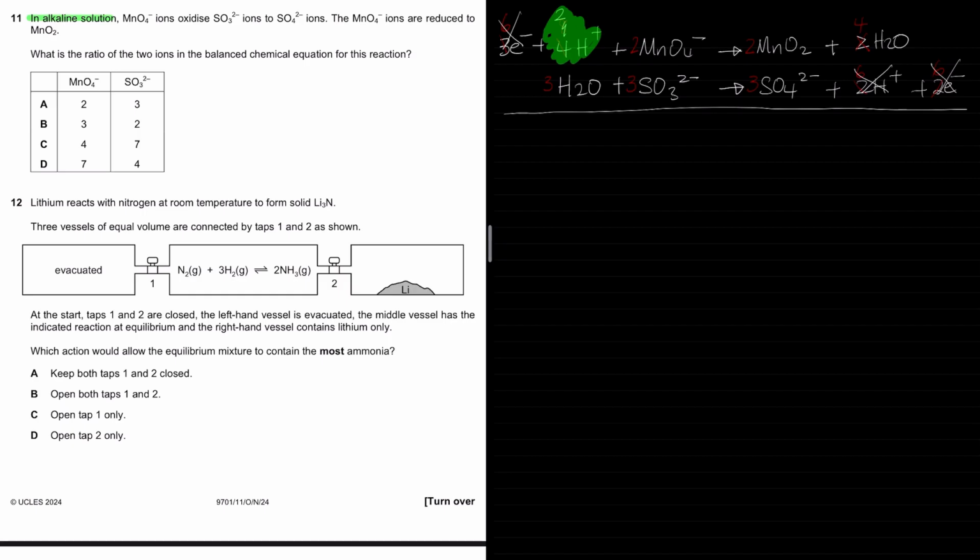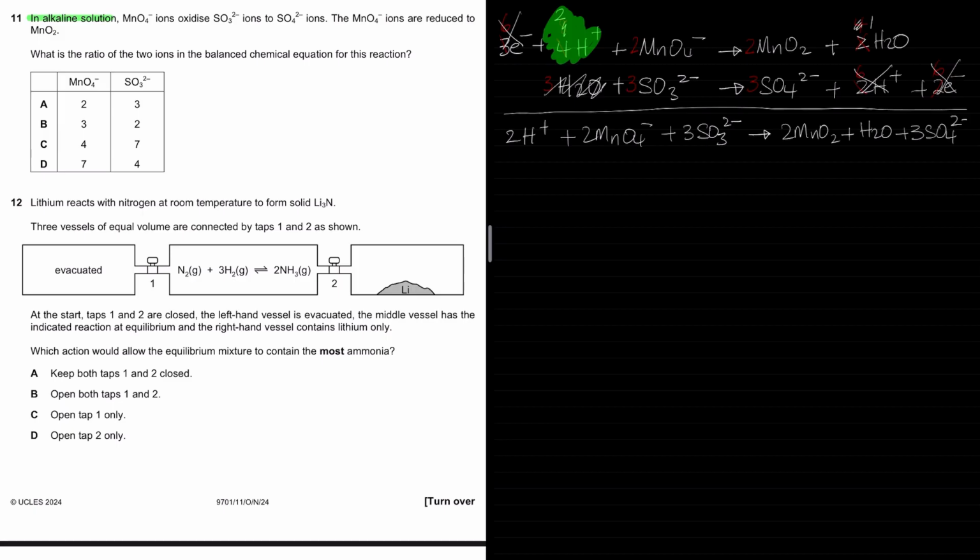The MnO4s won't cancel, the MnO2 won't cancel, the water might cancel. On this side I have 3 waters, on that side I have 4. So I can cancel 3 from here and 3 from the right, leaving just 1. There's nothing else to cancel, so let's bring everything else down. So I have 2H+ plus 2 MnO4 minus plus 3 SO3 2 minus, producing 2 MnO2 plus H2O plus 3 SO4 2 minus.